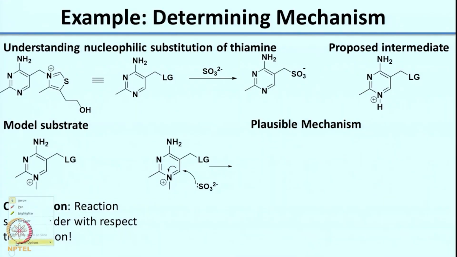The first step, instead of the sulfite directly attacking the carbon next to the leaving group, is that the sulfite actually attacks the carbon next to this nitrogen. This is a very electrophilic carbon because you have this positive charge on the nitrogen. So it is like an iminium ion and it is very electrophilic. Based on this hint, I would like you to draw the mechanism for this reaction. You can press the pause button on your video and draw the mechanism.